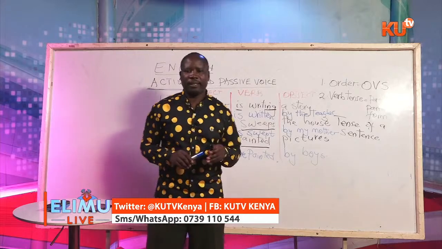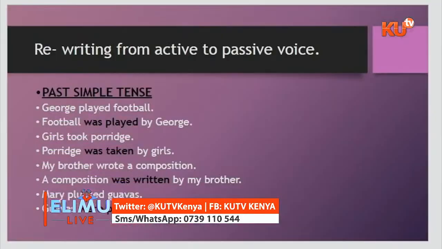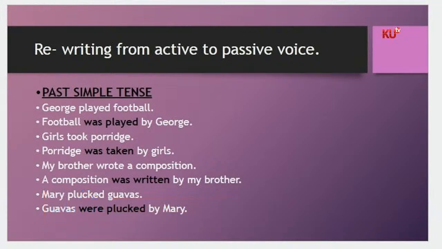Let's look at past simple tense in the next slide so that we have more examples. We have past simple. We can see the first one. George played football. So I've changed just from present simple where it was George plays. It is now George played football. It becomes football was played by George. Number 2, girls took porridge. Also in past simple tense. Porridge was taken by girls.